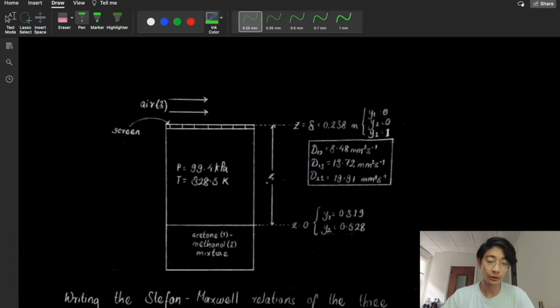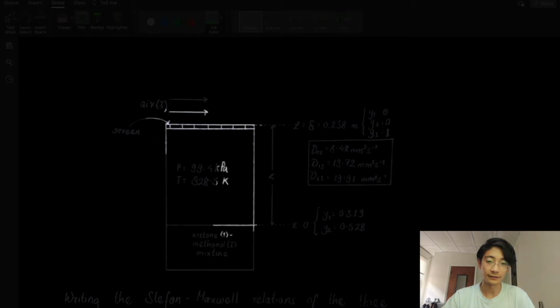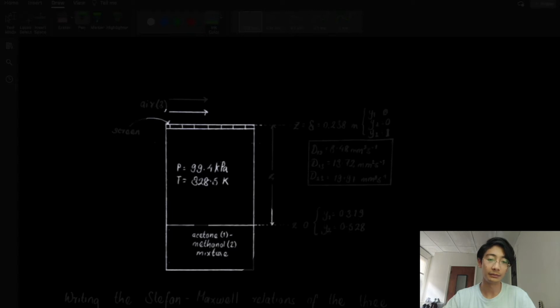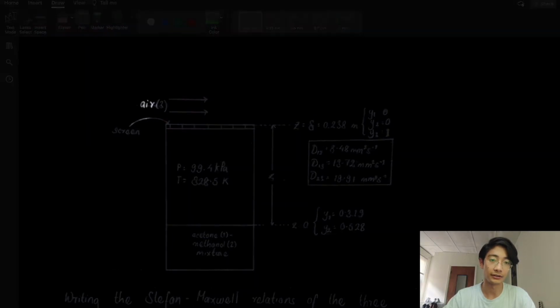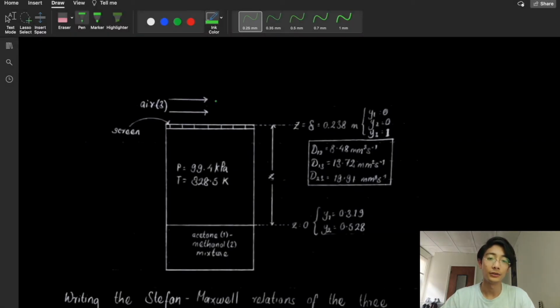Okay, so what we have here is a Stefan tube, and inside this Stefan tube there's a liquid mixture of acetone and methanol. And the Stefan tube is covered by a screen on top, and there's a very high velocity air blowing right on top of it in this direction. So the main purpose that the air serves is that as soon as the acetone and methanol gas molecules escape from this tube, the air is blowing so fast that it gets removed right away.